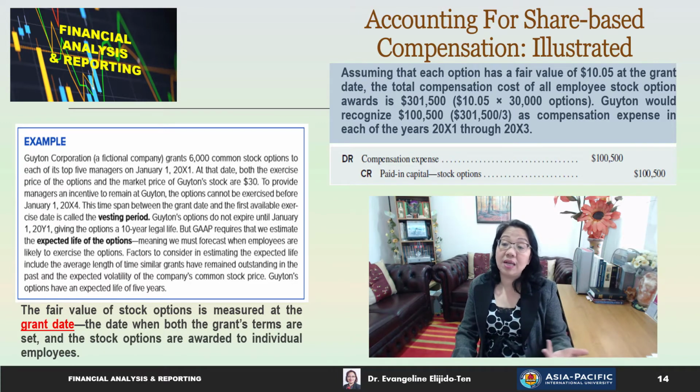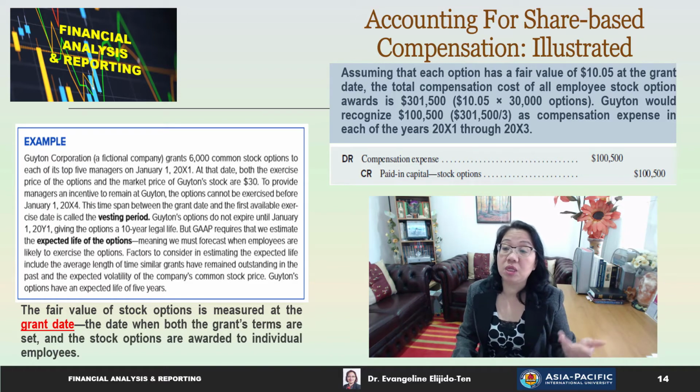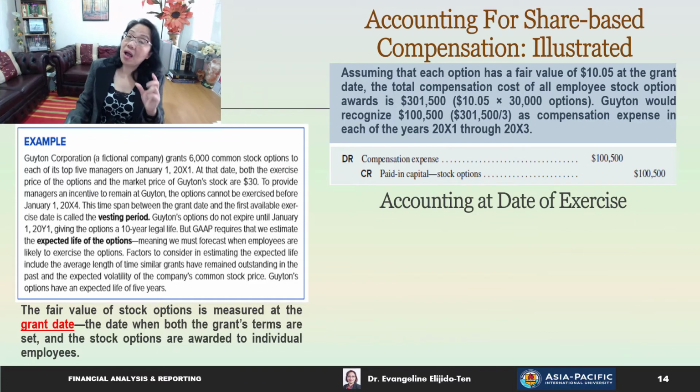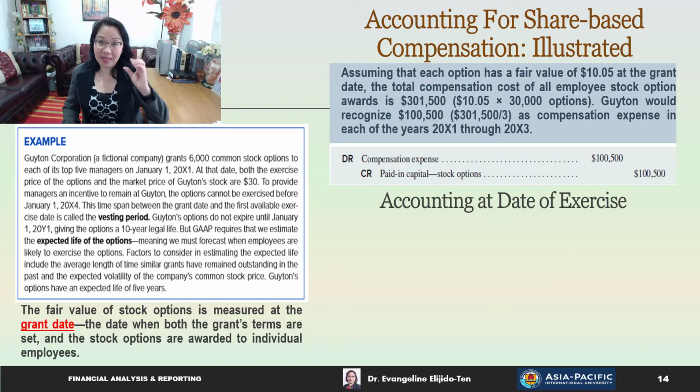So, the journal entry every year from 20x1 to 20x3 would be to debit compensation expense $100,500 and credit paid in capital stock options $100,500. Now, how do we account at that date when the managers exercise the option?